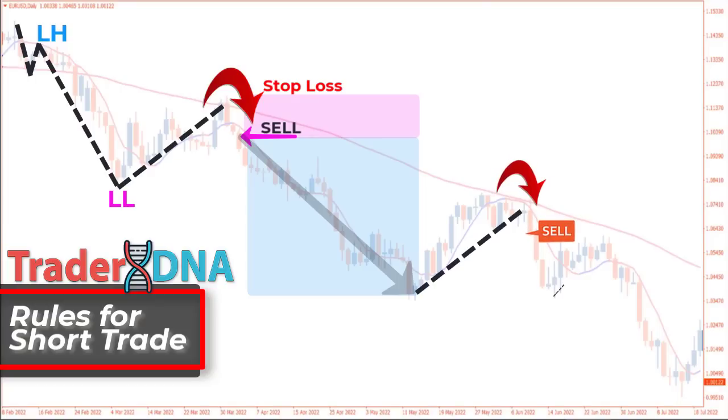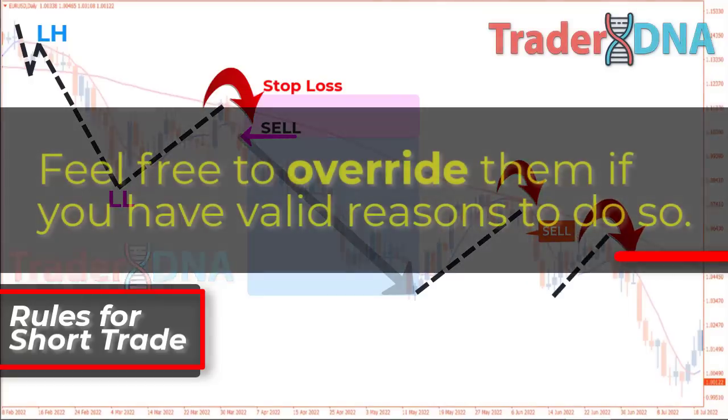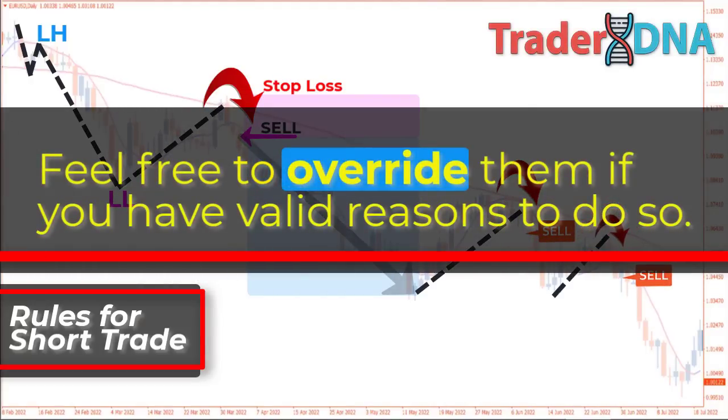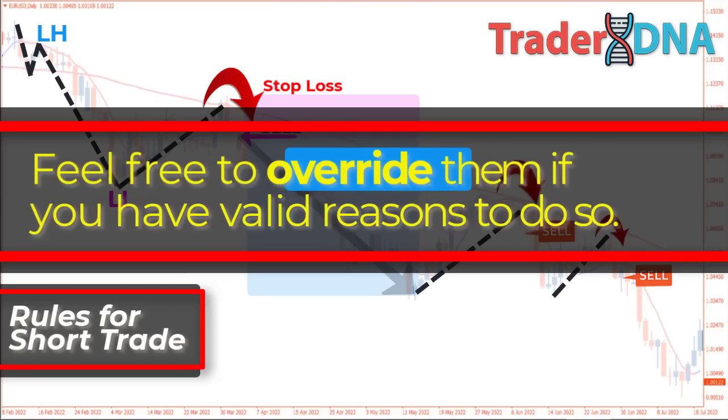These rules offer a focal point for your analysis. But feel free to override them if you have valid reasons to do so. In a nutshell, exercise your discretion as a trader. Valid reasons are often rooted in your price action observations. Next, you'll see examples of it.